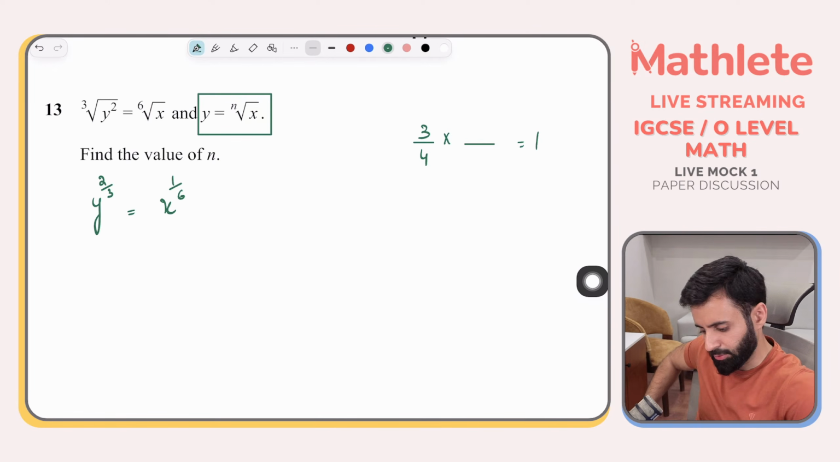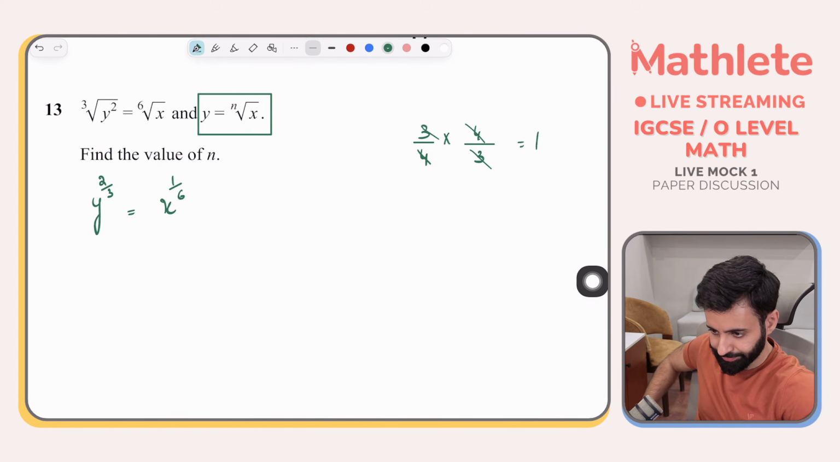Inverse, basically 4 upon 3. You need to multiply it with 4 upon 3. Okay, now why? So that 4 and 4 cancel, 3 and 3 cancel.